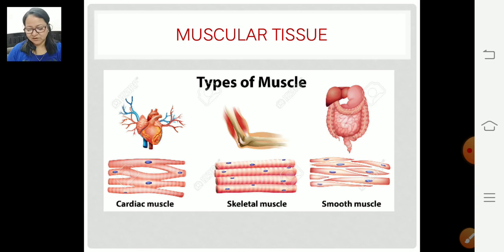Next, we come to the next tissue, that is muscular tissue. It consists of elongated cells called muscle fibers, and this tissue is responsible for the movement in our body. We have three different types of muscular tissue in any organism. First, you can observe here, that is the cardiac muscles, which are only present in the heart of the organism.